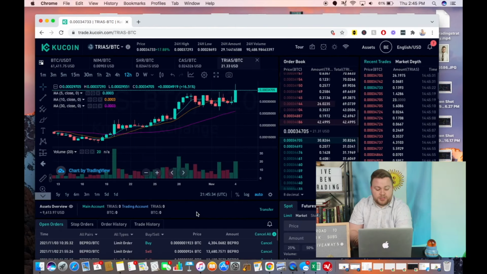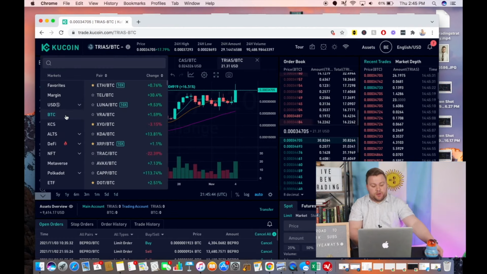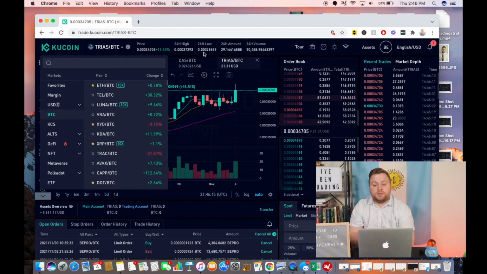So here we are on spot trading, and we can search any pair that we want. What you'll do is click on this little drop-down, and then you have the favorites tab, Bitcoin, KCS, which is KuCoin's token, altcoins, DeFi, NFT, Metaverse, Polkadot, ETF, and USD. We'll quickly go over all the different tabs and what they mean.